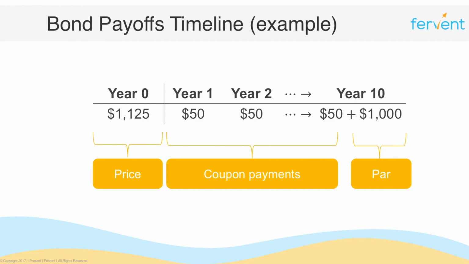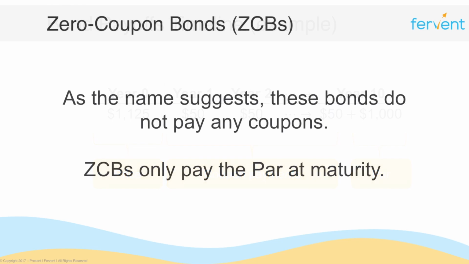Now let's think about zero coupon bonds. As the name suggests, these bonds don't pay any coupons. In other words, they pay coupons equal to 0, hence the name zero coupon bonds.